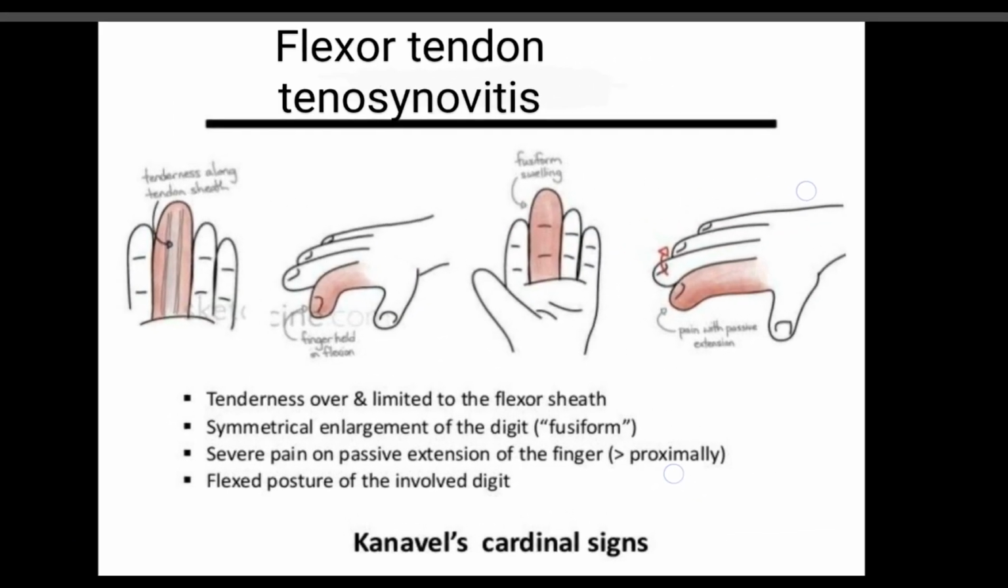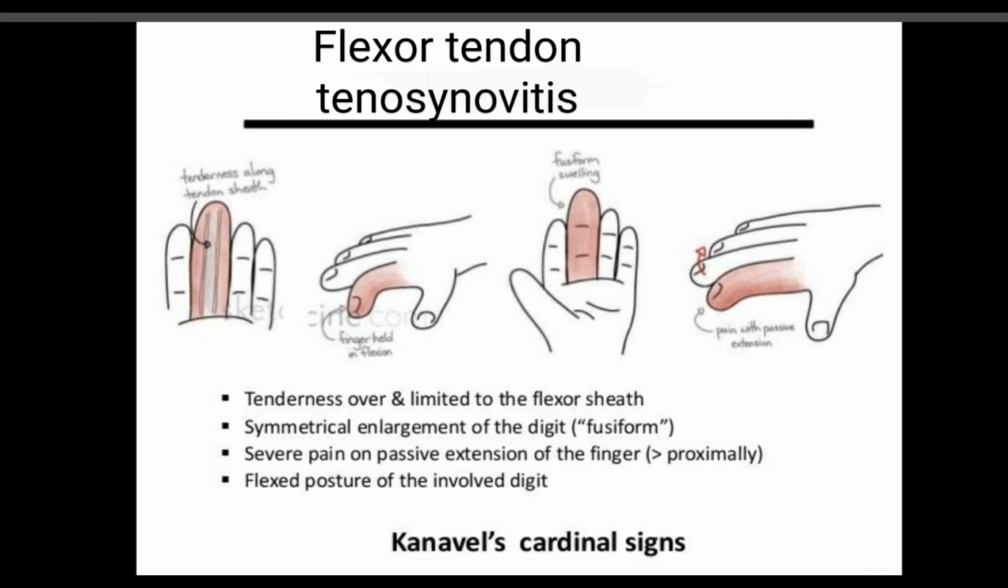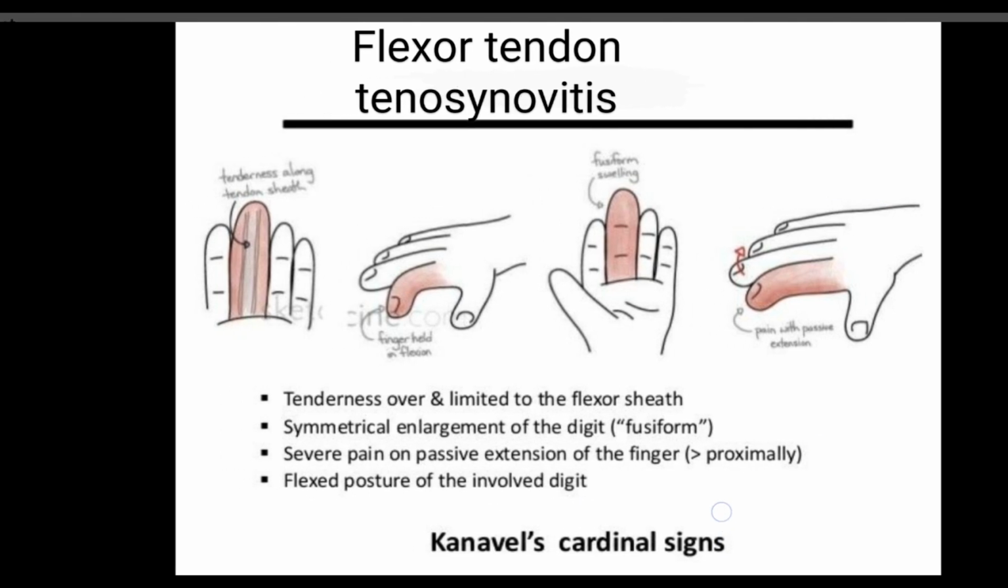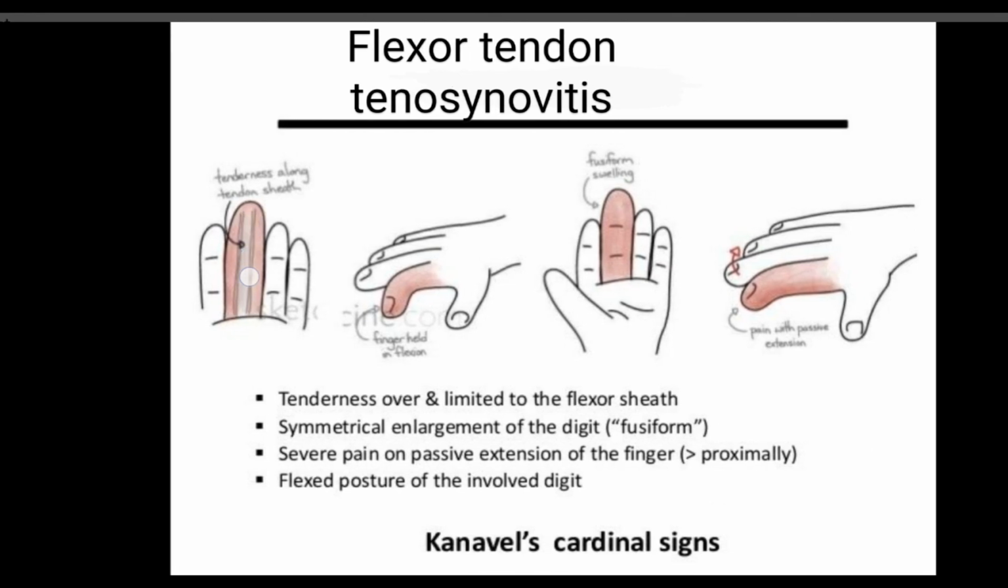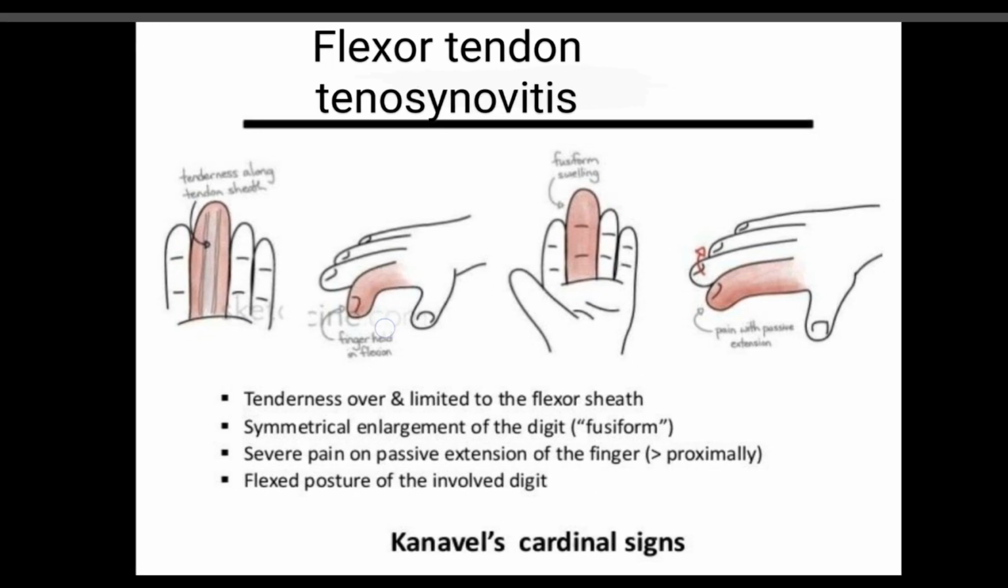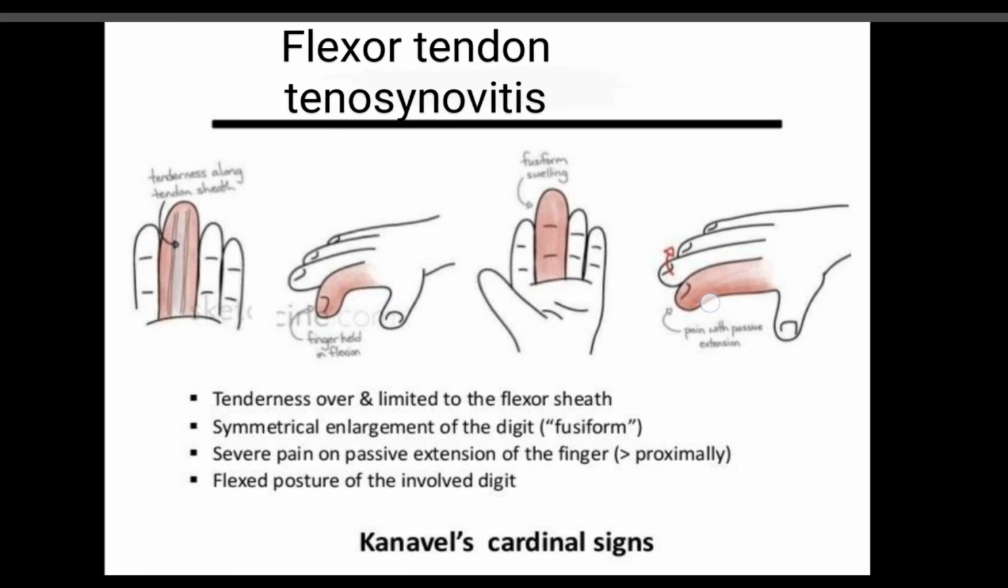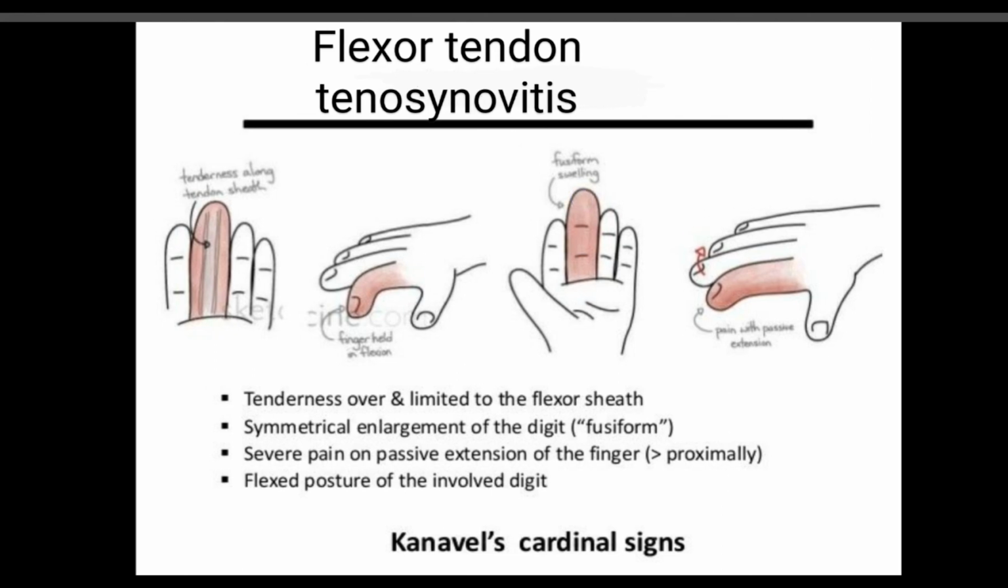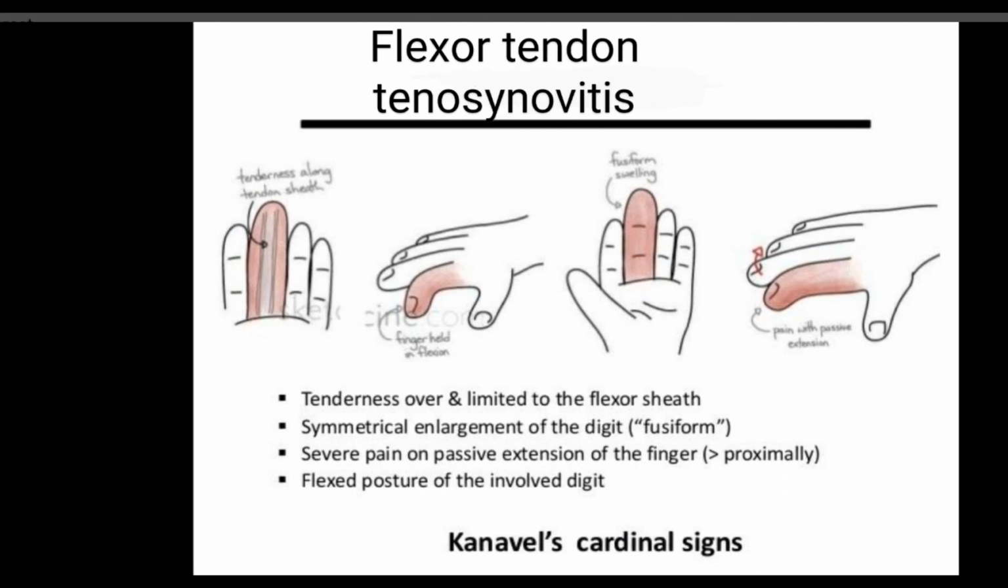Then flexor tendon tenosynovitis. What will be the features in flexor tendon tenosynovitis? That is known as Kanavel's cardinal signs. Basically, there will be tenderness over the tendon sheath. Then the finger will be held in flexion, and if we extend it passively, there will be pain. With flexor tendon involvement, the fingers will be in flexion and there will be fusiform swelling. These are known as Kanavel's cardinal signs.